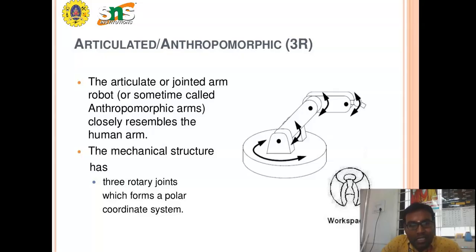The third type is the articulated or anthropomorphic robot. It is denoted as 3R. That means it has 3 revolving movements. 3 rotary joints are placed in the arm and they give us 3 rotary movements. The articulated or jointed arm robots are sometimes called anthropomorphic arms, as they closely resemble the human arm. The mechanical structure has 3 rotary joints which form a polar coordinate system. This is one joint, this is another joint, and this is the third joint. These 3 joints move in rotational directions. So the name simplifies to 3R.